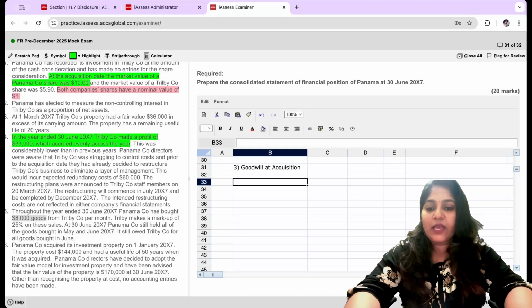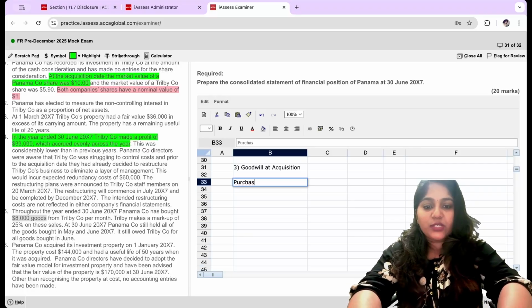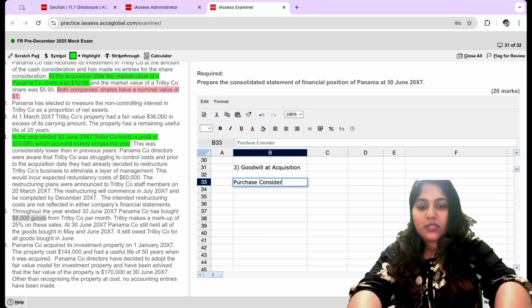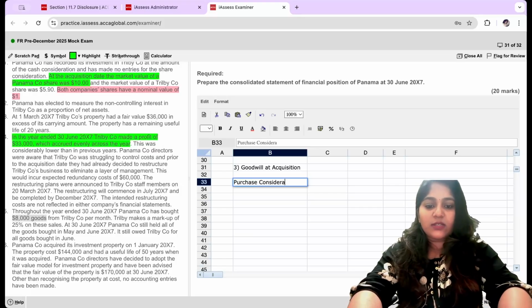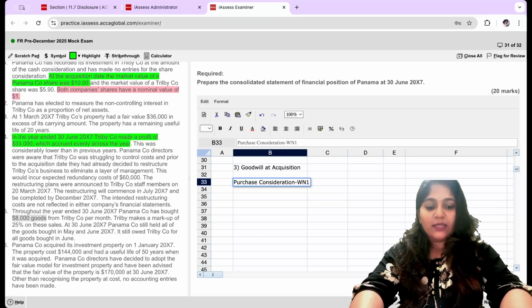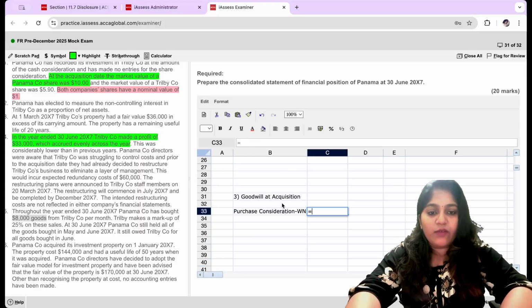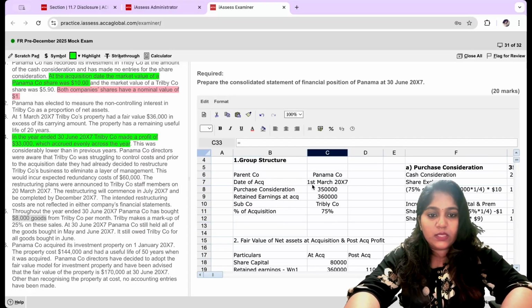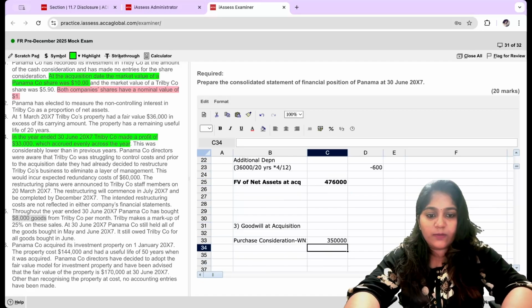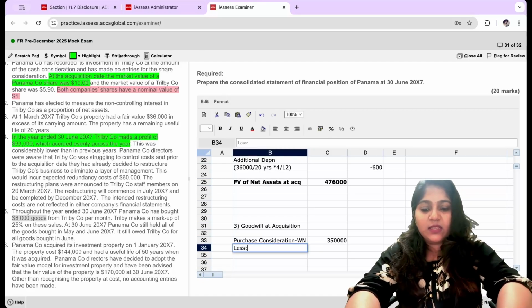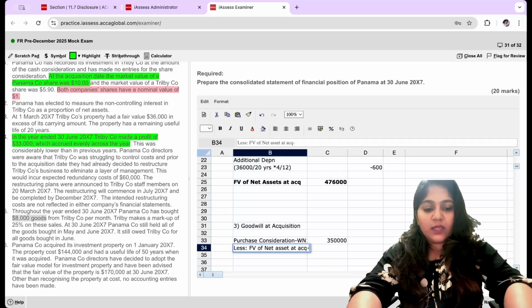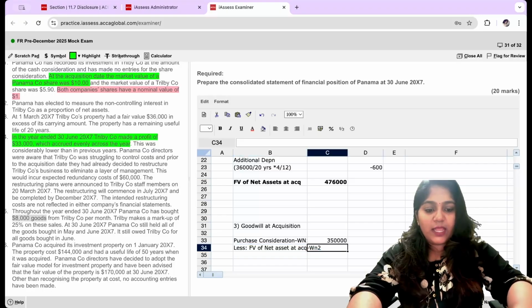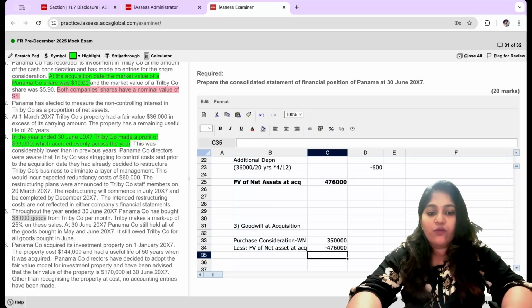So what all do I need if I have to calculate goodwill? I need purchase consideration, and that purchase consideration is coming from where? Purchase consideration is coming from working note number 2, which we have already calculated and kept. So how much will that be if I move forward? It's going to be $350,000. Then I have to less fair value of net assets at acquisition. That is coming from working note number 2. We just calculated, and that is minus 476.